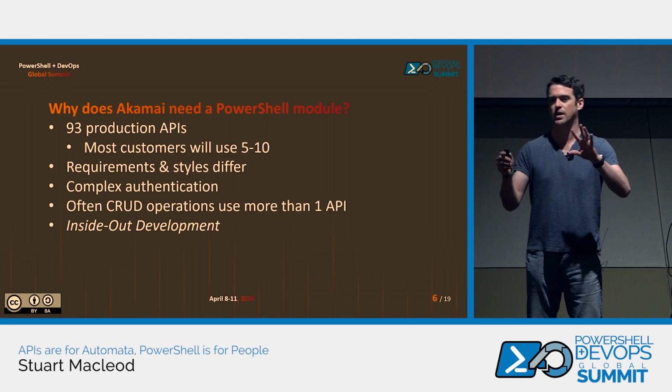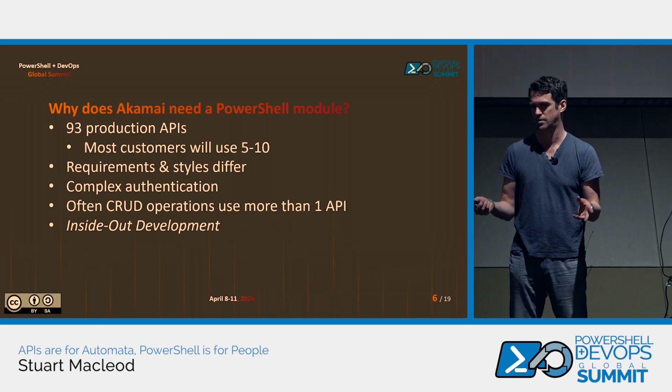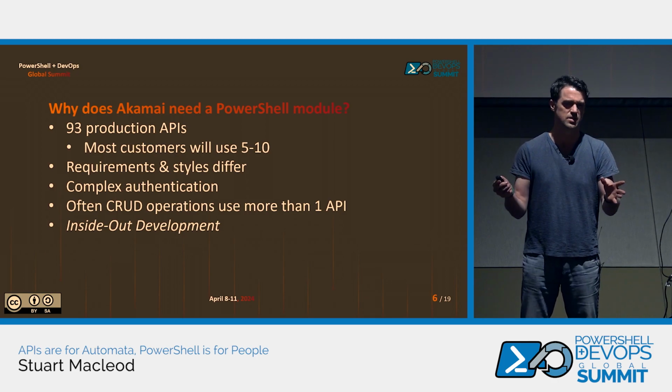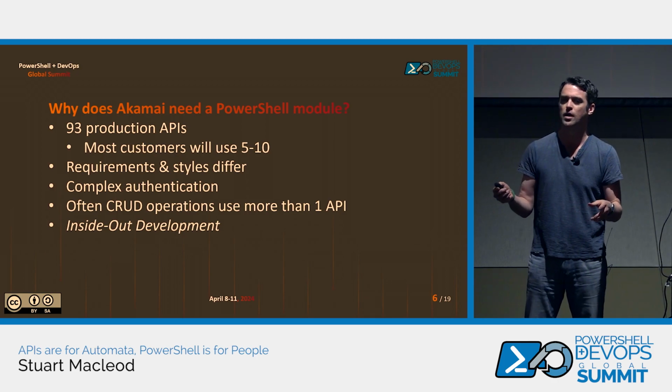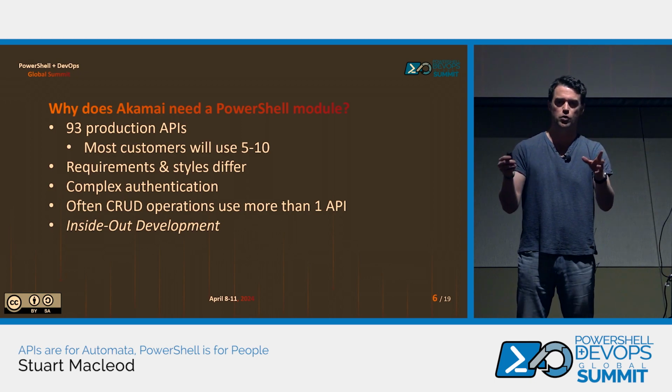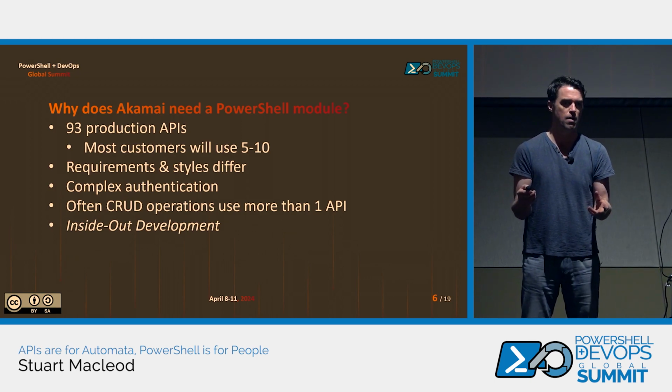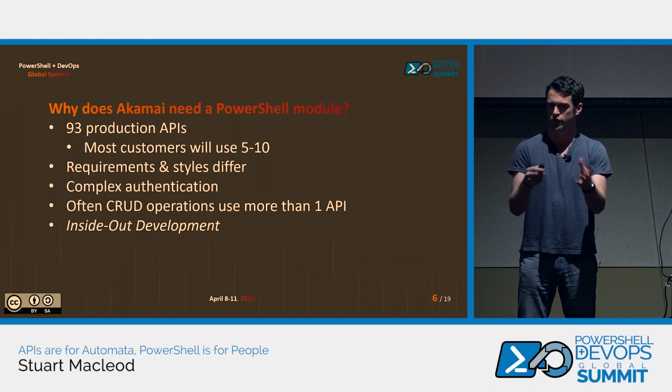This is a result of a thing which I like to call inside-out development. Inside-out development, everybody does this. It's a term I invented for this talk, but it basically means that the structure of your public APIs are in part due to the structure of your organization.